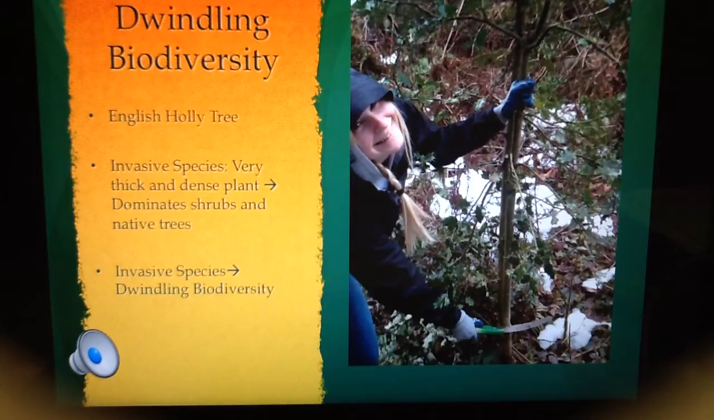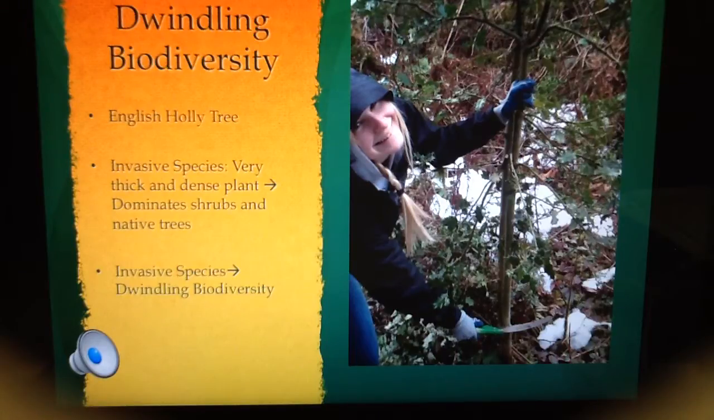We know from class that biodiversity is a variety of life in a particular ecosystem, and we also know that invasive species cause biodiversity to dwindle because they take over and kill off the native species of that ecosystem. An example of this that I experienced during LEAD was I was asked to cut down a holly tree, which is an invasive species, and remove its roots from the ground. This is a picture of me doing that here, cutting off the main part of the tree with a saw.